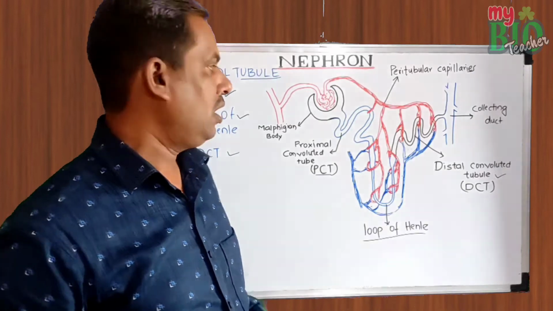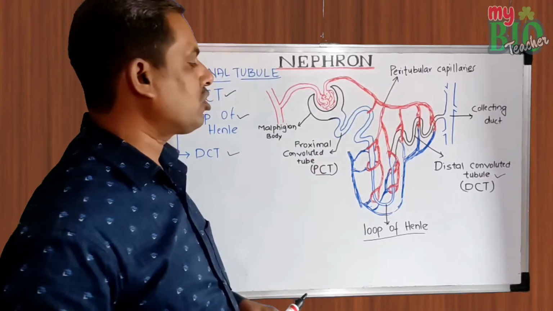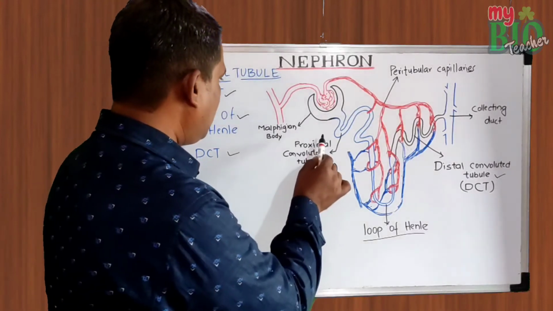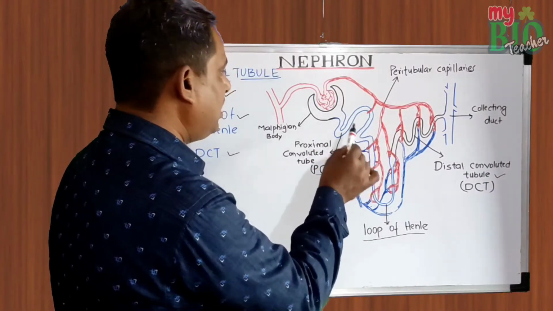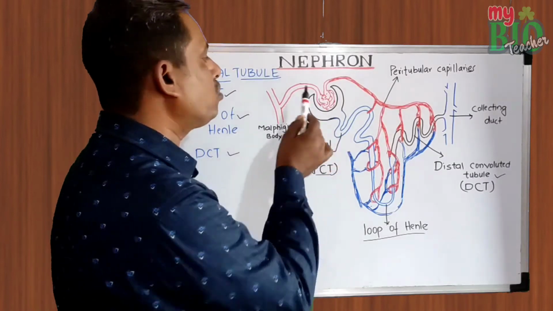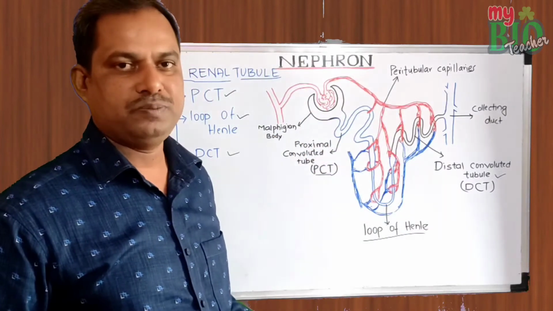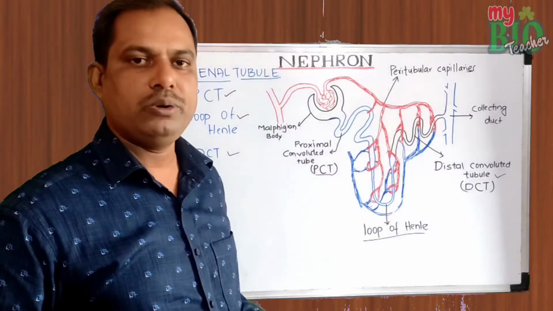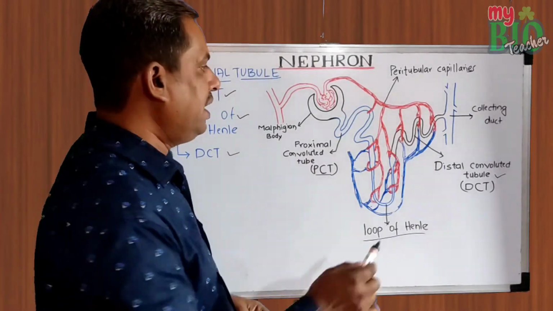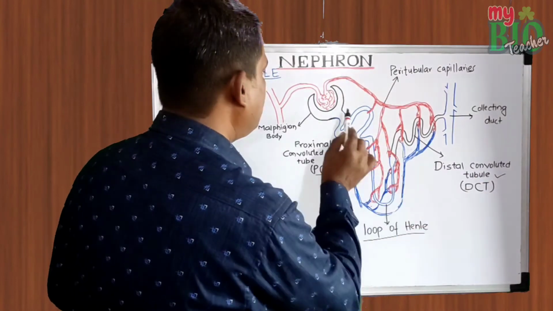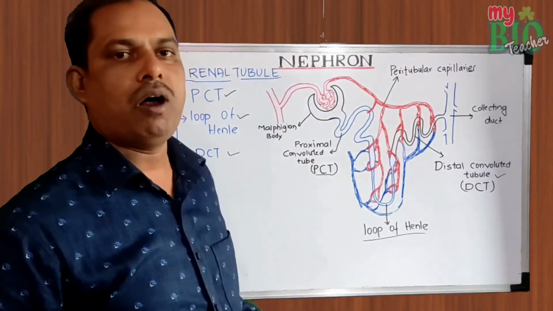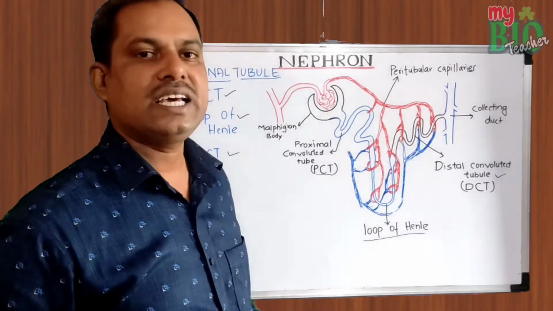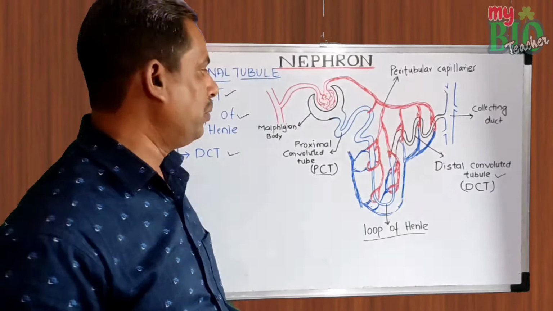DCT. Why it is called proximal convoluted tube is because this tubular structure is very close to the Malpighian body. That's why it is called proximal convoluted tube, and the distal convoluted tube is away from the Malpighian body. That's why it is called distal convoluted tube.